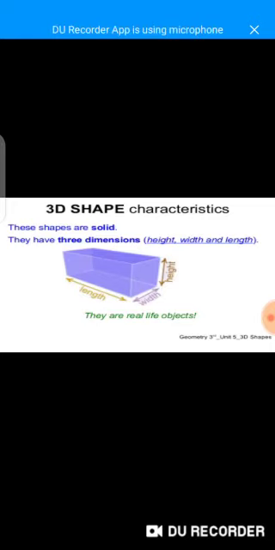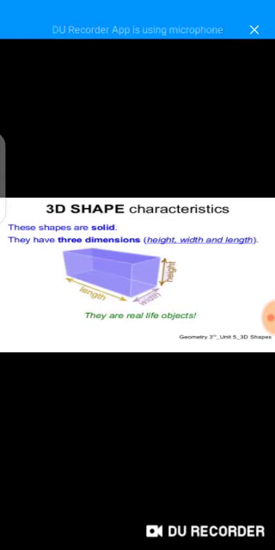Now, let us look at some characteristics of 3D shapes. These shapes are solid shapes, like I said before. They have three dimensions: height, width, and length. You can see the height of this cuboid, the width, and the length. They are real life objects. Like I gave an example of a sphere. A sphere is an example of a football. A football is the shape of a sphere.